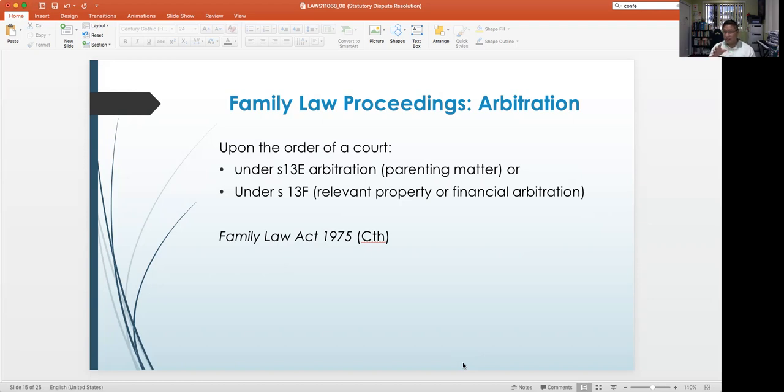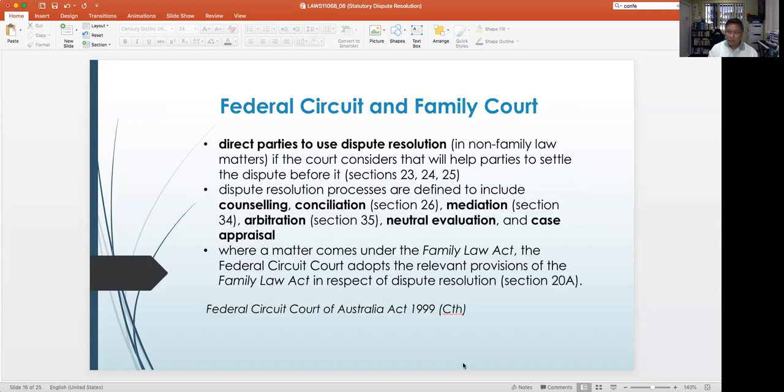Now, this is also arbitration, but this is arbitration not covered, obviously, by the Uniform Commercial Arbitration Act. It's arbitration in the sense that the parties are given an opportunity to present their evidence and plead their case before an arbiter who isn't the judge. Okay, so there is arbitration as well as an ADR process in family law proceedings. So we've discussed the AAT, we've discussed family law proceedings.